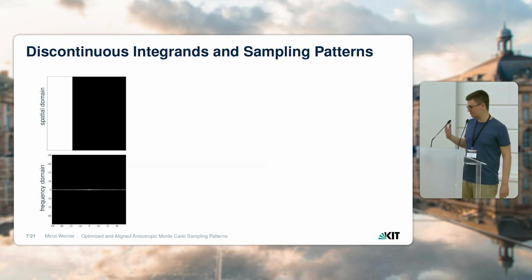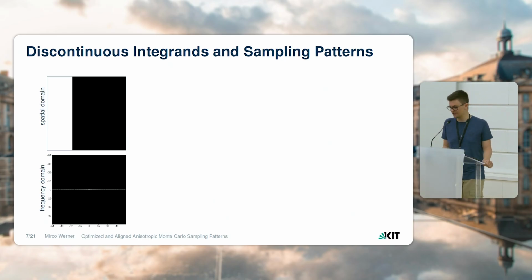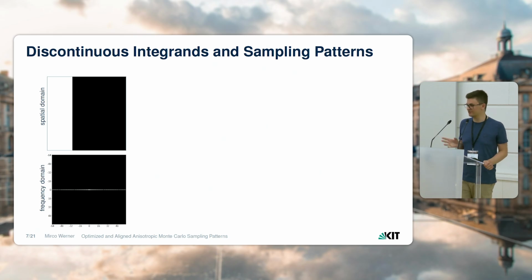Let's continue a little bit and take a look at some examples of discontinuous integrands and also sampling patterns to understand it better. The first example I want to show you is this vertical discontinuity. You can see here that this step function is mathematically made up of an infinite amount of increasingly higher frequencies. So we need all of them to reconstruct this edge.